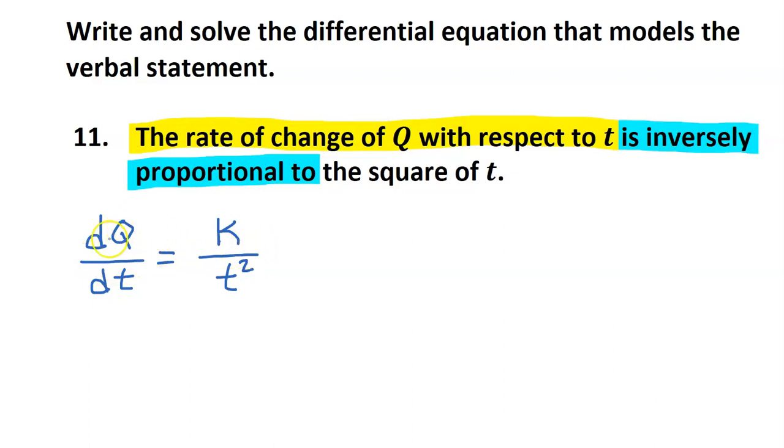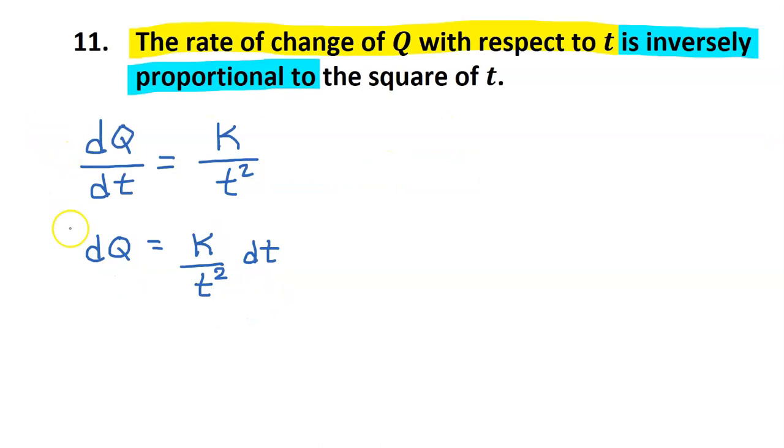So we want all of the q's on the left side of the equation, and we want all of the t's on the right-hand side of the equation. K is just a constant. The first step would be to multiply both sides of the equation by dt. That way, the dt will end up over here. This actually accomplishes my goal of having the q's on the left and the t's on the right.